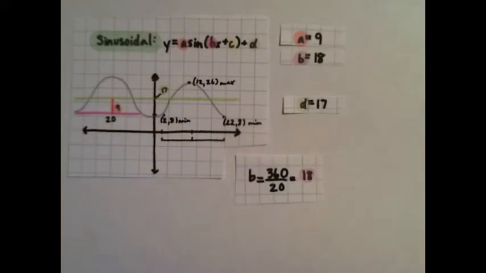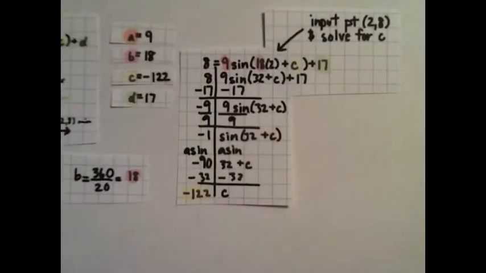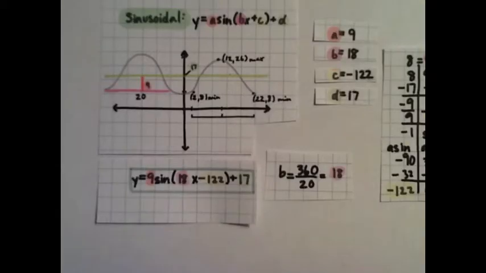Then we found b, which is the frequency. In order to find b, we just divided 360 degrees by 20 to get 18, so b is 18. Lastly, we needed to find c, so we input the point (2, 8) and the numbers we got for a, b, and d, and solved for c, which was negative 122. Finally, we put a, b, c, and d back into the sinusoidal structure to get y equals 9 sine (18x minus 122) plus 17.